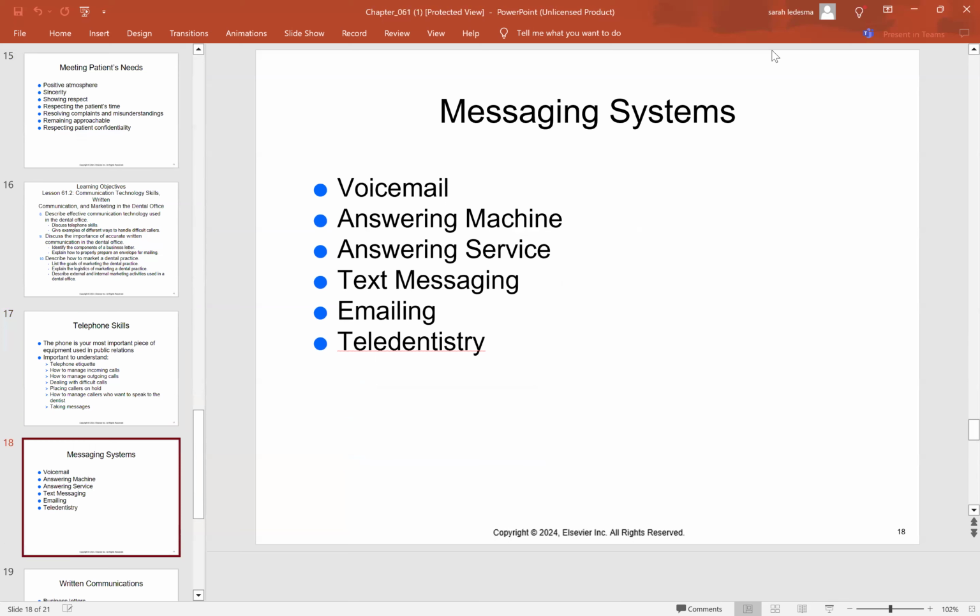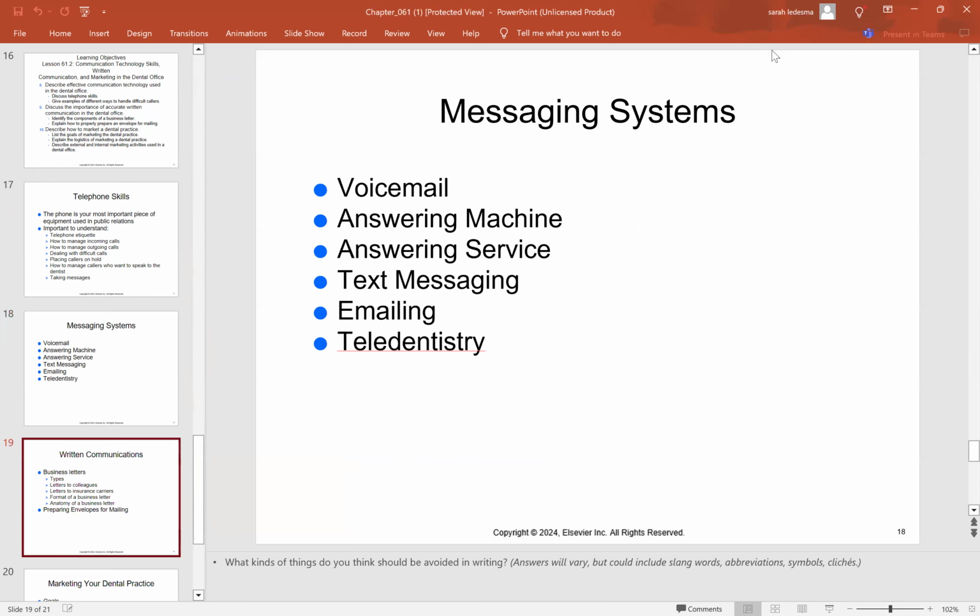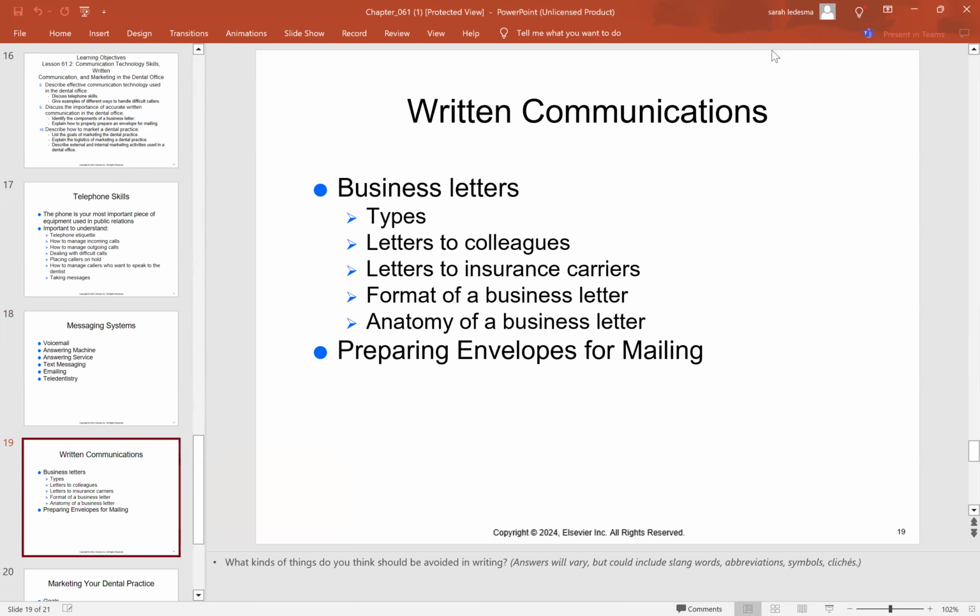Messaging systems include voicemail, answering machine, answering services, text messaging, emailing, and teledentistry. Written communications, including letters: types of letters, including letters to colleagues and insurance carriers, how to format business letters, the anatomy of a business letter, and preparing envelopes for mailing.